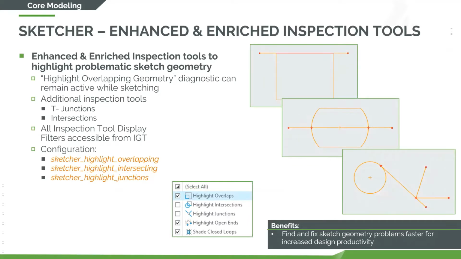So, as mentioned earlier, there are improvements in the Sketcher environment. And what I wanted to show here was the config options that allow us to see and fix geometry problems when we encounter them. So again, this helps to improve our productivity. Some mentioned here are the Sketcher highlight overlapping, the Sketcher highlight intersecting, and the Sketcher highlight junctions. You can add these in your config options, and usually they might be there by default, but these again allow us to see our errors in our sketches early on.